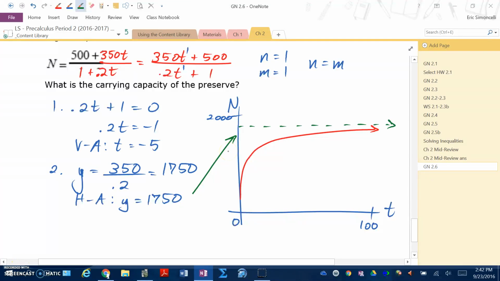Now, if we go ahead and take a look at answering the final question, what is the carrying capacity of the preserve? The carrying capacity of the preserve will simply be whatever the horizontal asymptote dictates. So, as you can see, the carrying capacity is basically limiting us to 1,750 deer. That is the carrying capacity.